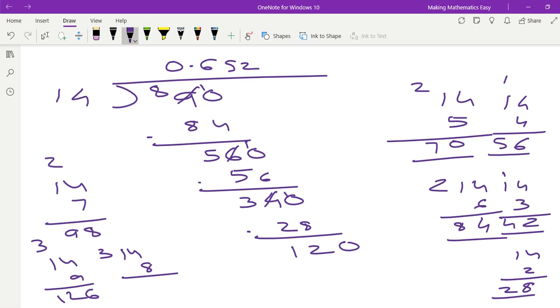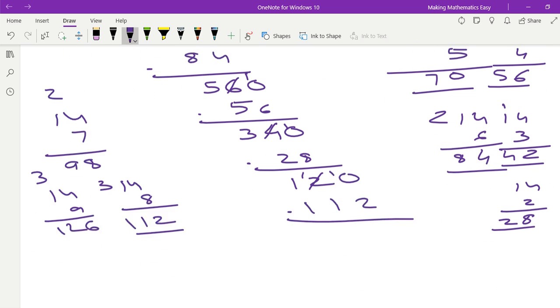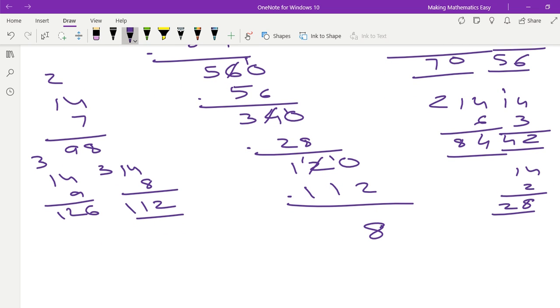8 4s are 32, 8 1s are 8, 9 10 11. So this is the number we are looking for. So this is 112, this will get cancelled as we are borrowing 1, this will become 10, and this will be 8. 10 minus 2 is 8. Now we can use 0.